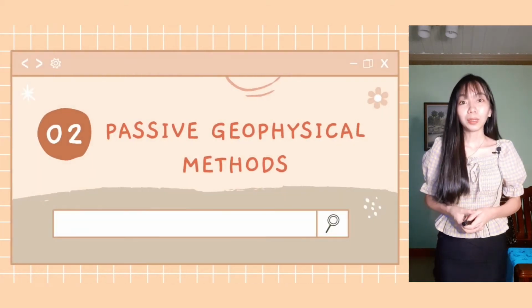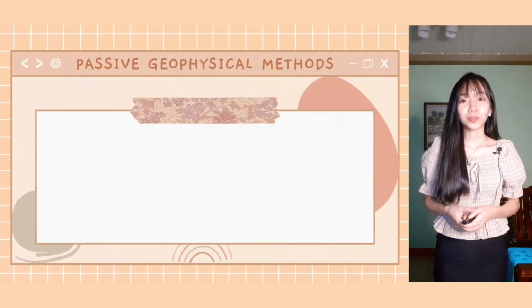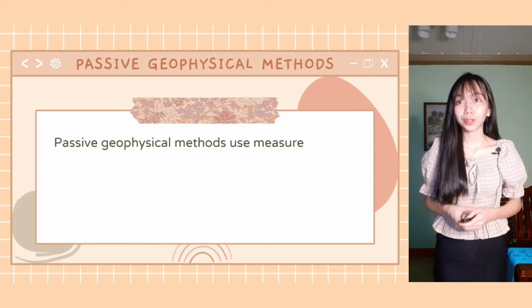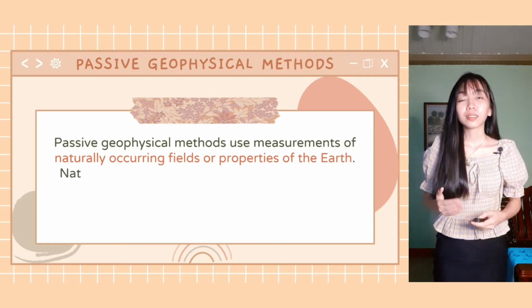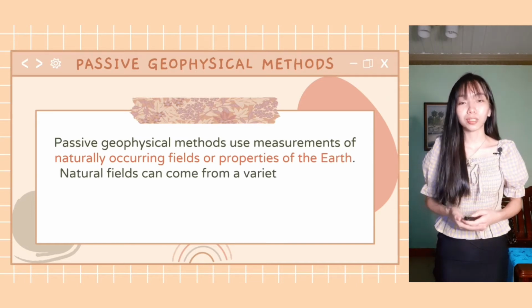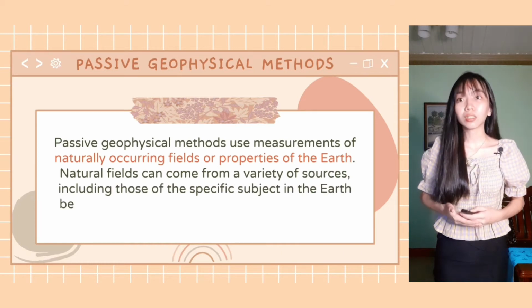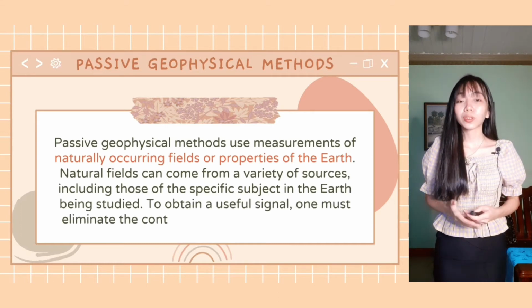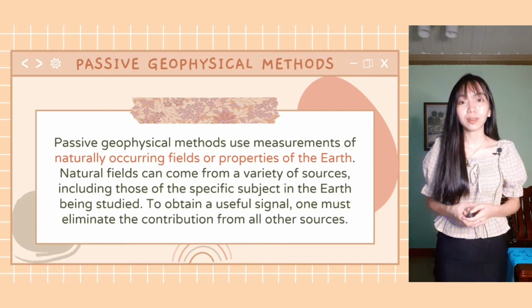First, let's talk about passive geophysical methods. So what are passive geophysical methods? Passive geophysical methods use measurements of naturally occurring fields or properties of the Earth. Natural fields can come from a variety of sources, including those of the specific subject in the Earth being studied. To obtain a useful signal, one must eliminate the contribution from all other sources. The key phrase here is the naturally occurring fields or properties of the Earth.